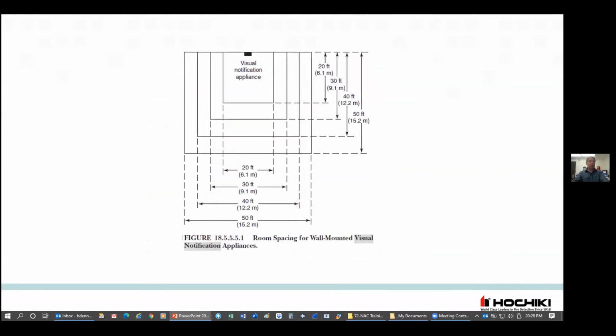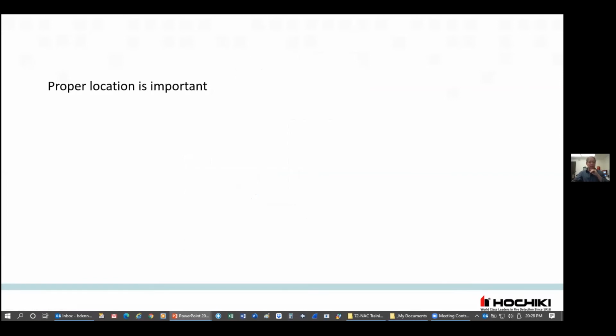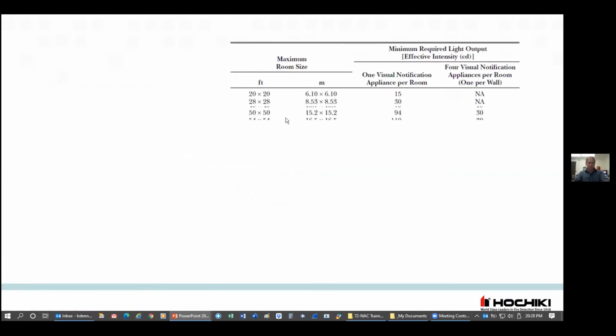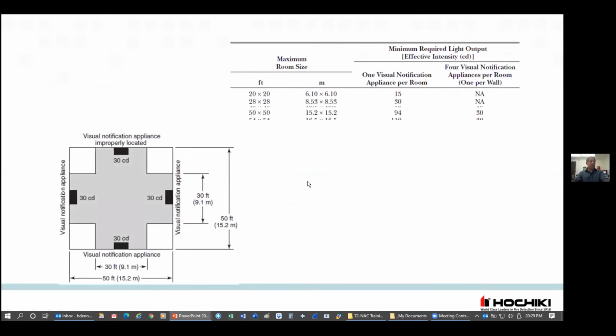And here's a sort of a visual diagram that is also taken from the code. If I have a room that is 6.1 meters squared, 20 feet by 20 feet, one visual appliance in the center of any of the 4 walls, directed into the room, and I'm fine. Okay, but it has to be in the center of the room. The location is important. If we take a look here, again, let's consider our 15.2 square meter room. And it says I can protect that room with 4 30 candela strobes, one on each wall. I can't do it like this.